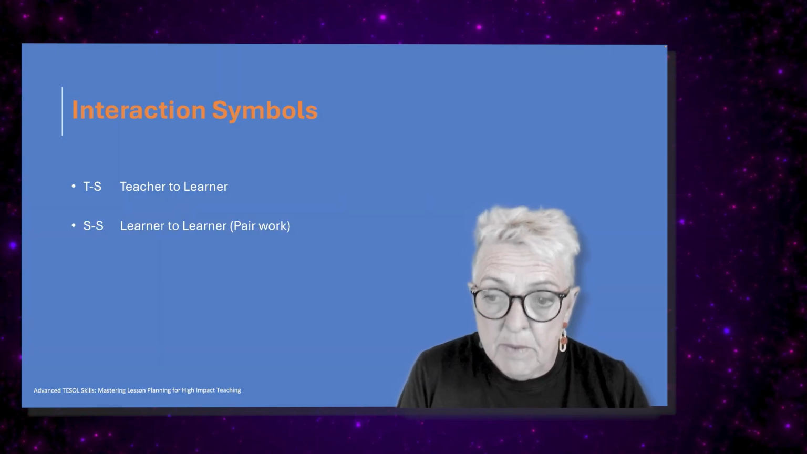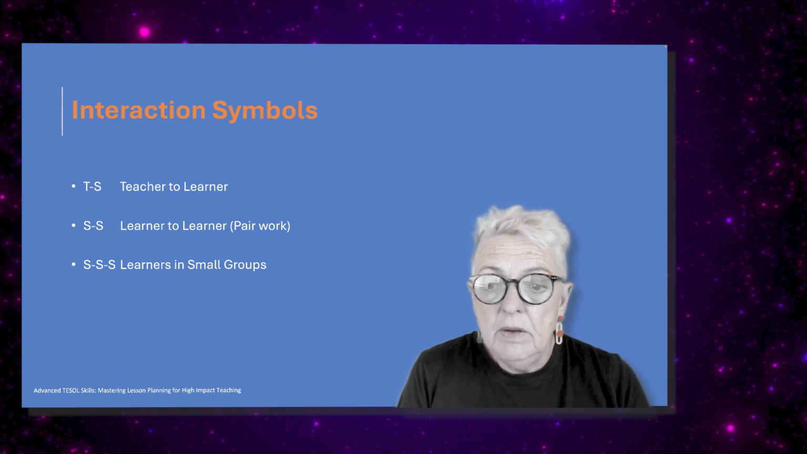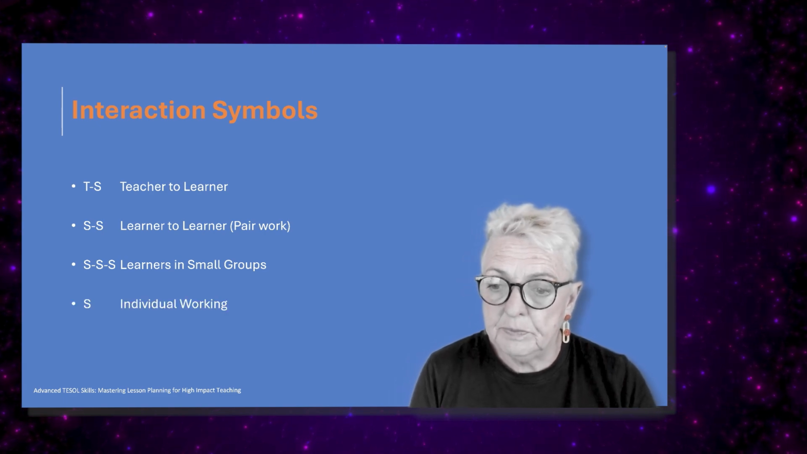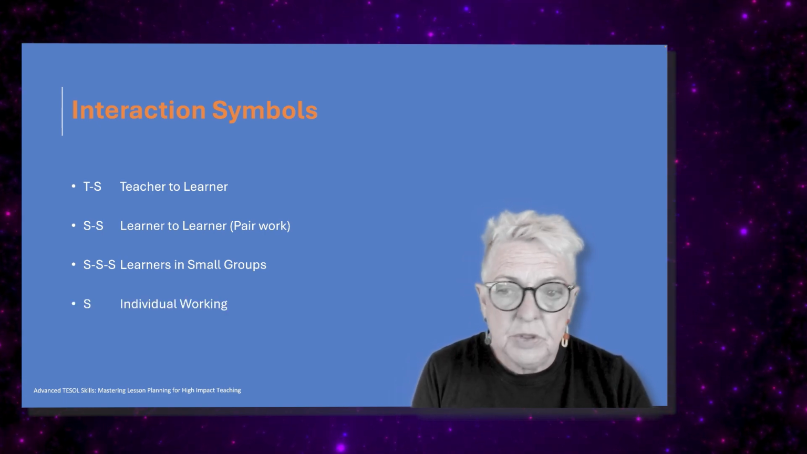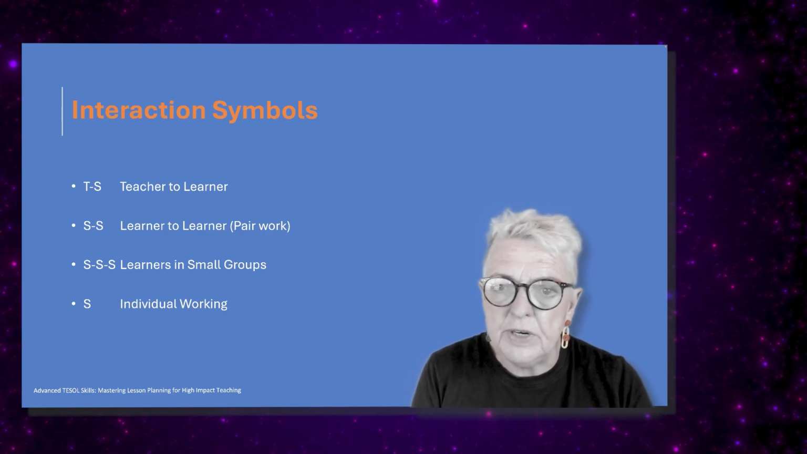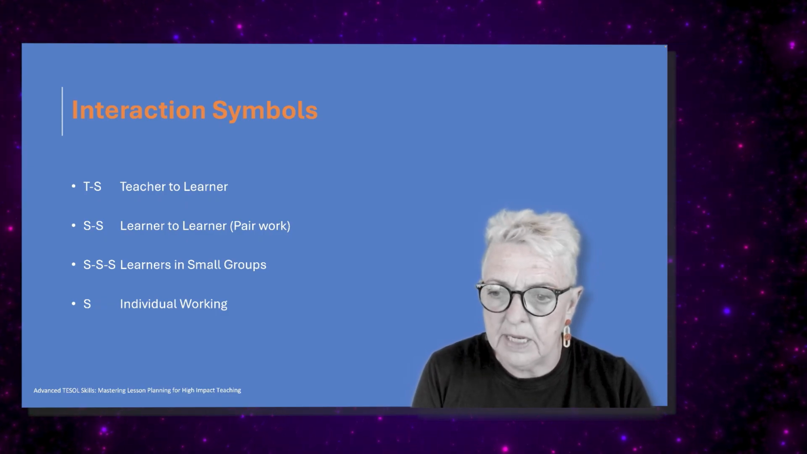SS indicates pair work, students in pairs, small groups, and working on their own. I'm sure there are others, but those are the primary interaction symbols to put on a lesson plan.